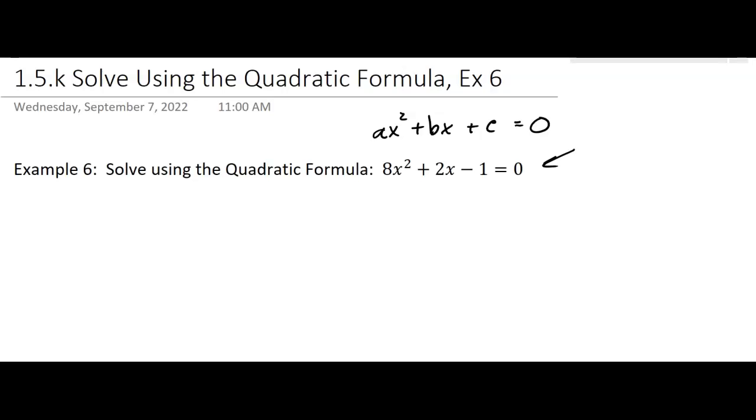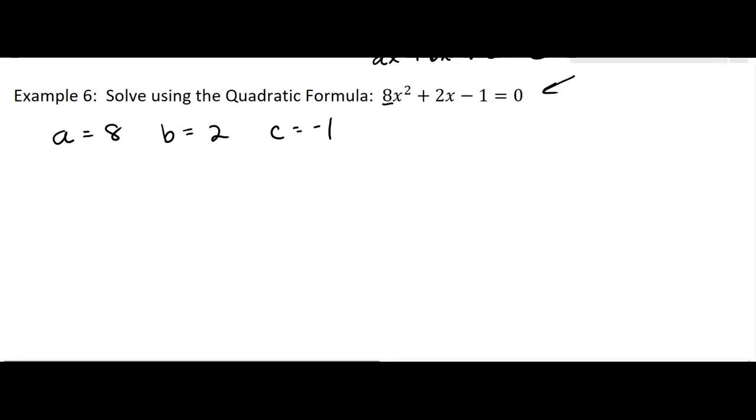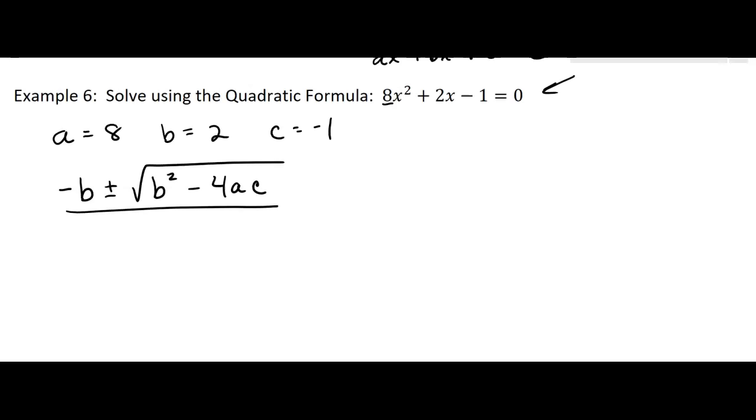So in our case, a is 8, b is 2, and c is -1. And then we have the formula. Usually we write just the formula part, but you could put x equals if you want to. The opposite of b plus or minus the square root of b squared minus 4ac all over 2a. And then we're going to put in a, b, and c and then simplify it.